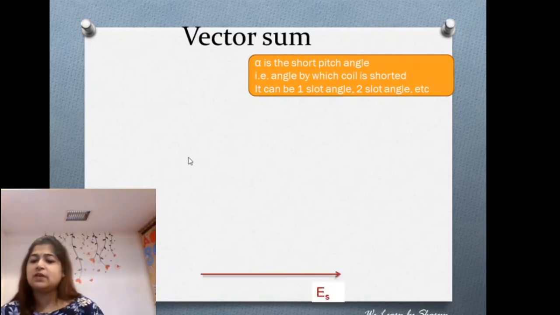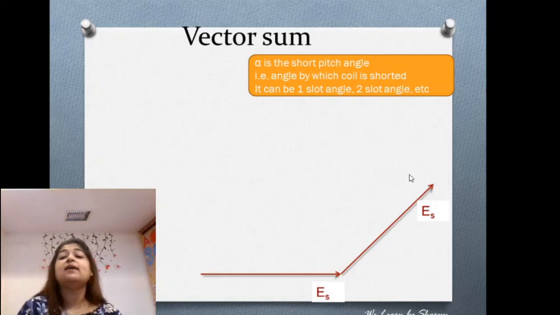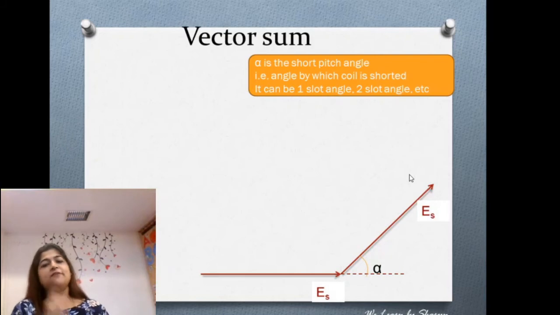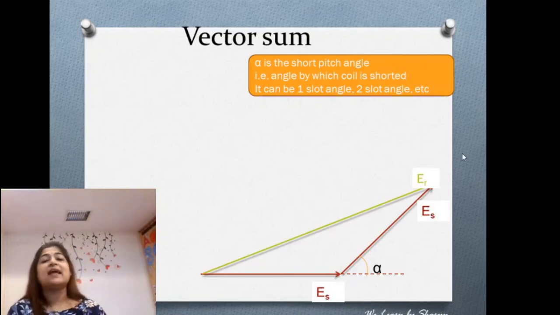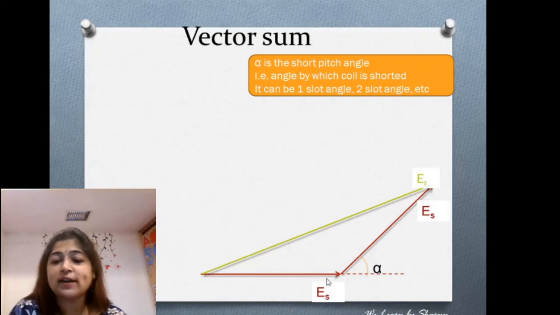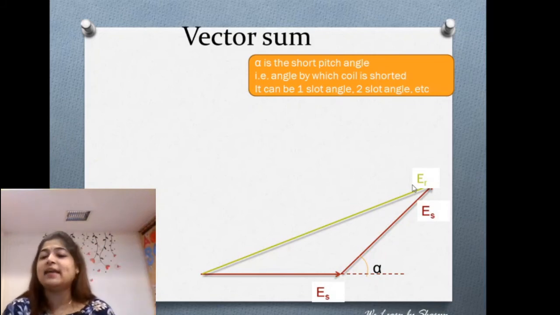If ES is the EMF induced in one conductor and this ES is the EMF induced in another conductor which is displaced by the angle alpha. If alpha is the angle by which the coil is shorted, the EMF will be induced with a phasor angle alpha between them. And the total EMF induced in that coil will be the phasor sum of these two EMFs, which is given by ER, that is the resultant EMF induced. So what is the vector sum of the short pitch coil EMF induced? ER. What was the arithmetic sum? Twice ES.